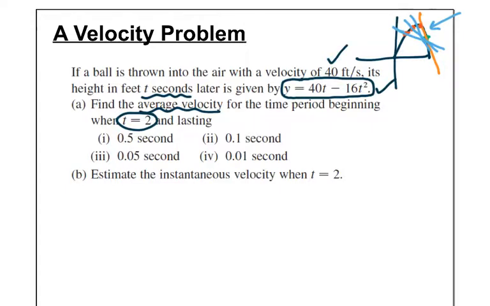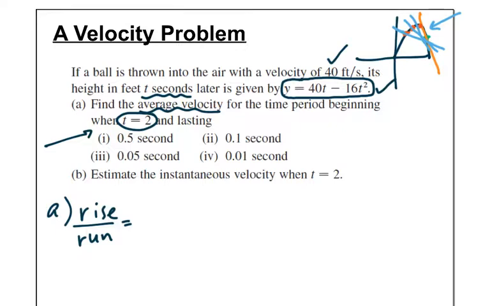All right, friends, here's part A. Ready? We're trying to find the average velocity. Average velocity, again, would be rise over run, the slope of the secant. So I need the x1, x0, y1, and y0. But here we're not using x's, we're using t's instead.